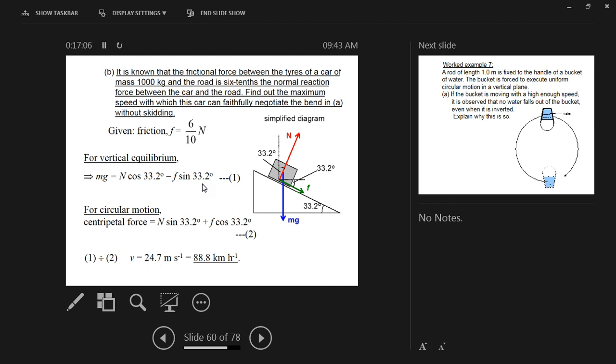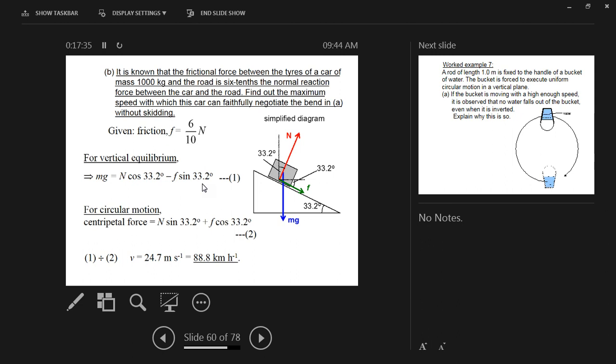Okay, the final answer is 24.7 meters per second. I would expect you to know how to solve equations 1 and 2. The physics part is to come up with equation 1, vertical equilibrium, as well as for circular motion, the centripetal force to be provided by the horizontal components of n and friction. After that, it's just about math, how you solve these two equations.